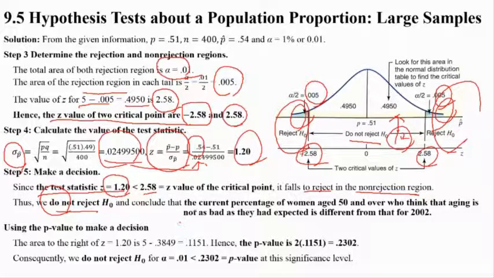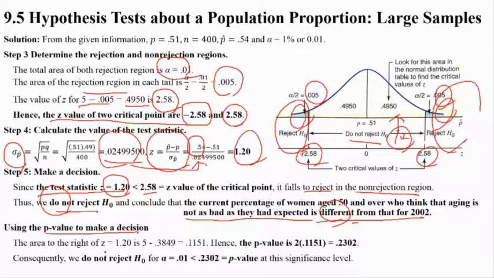So our conclusion, repeating one more time: the current percentage of women age 50 and over who think their aging is not as bad as they had expected is not different from 2002. This is the question, and we can also use the p-value to make a decision.